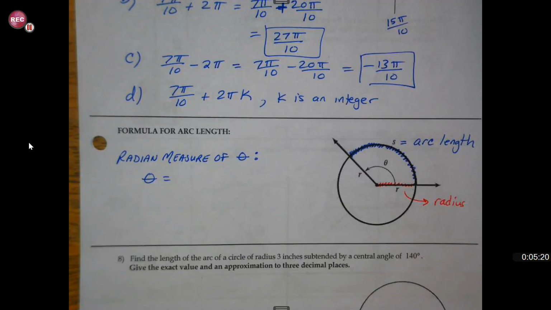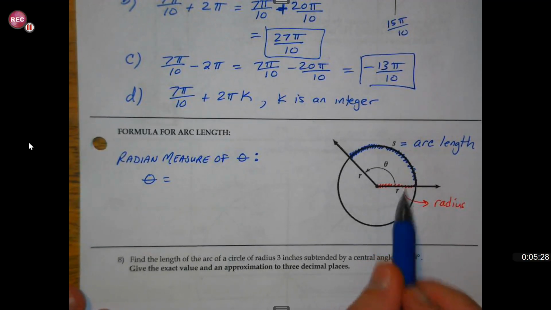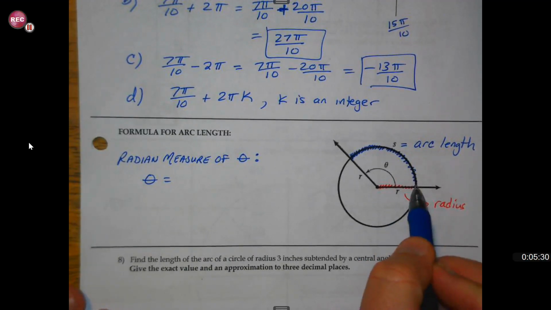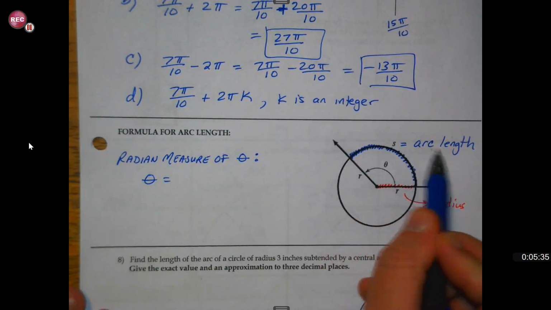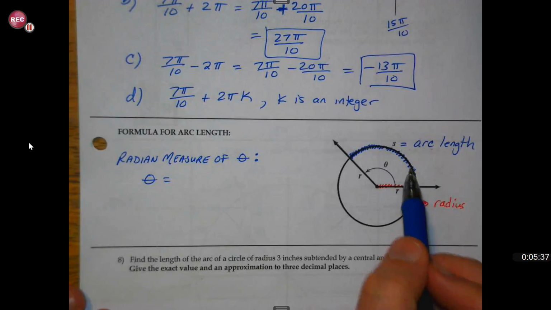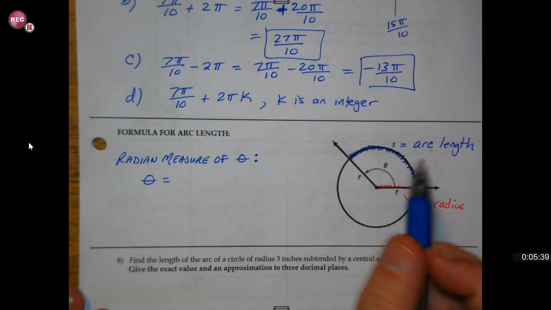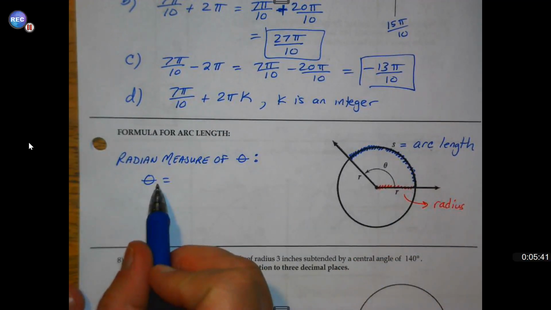All right, so now what we're going to do is just come up with a formula for arc length. So what we have here is a picture of a circle. R would represent the radius of the circle. S would represent this distance along the perimeter of the circle. That's called arc length.